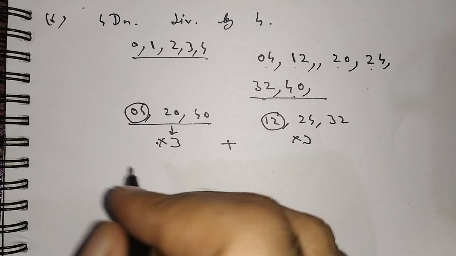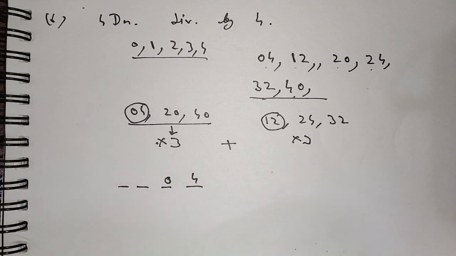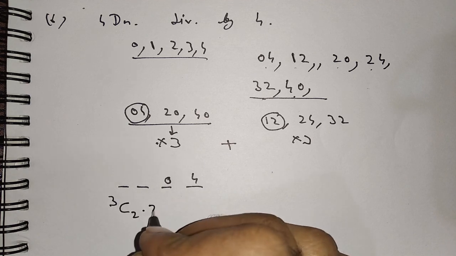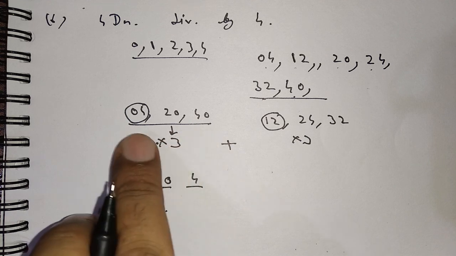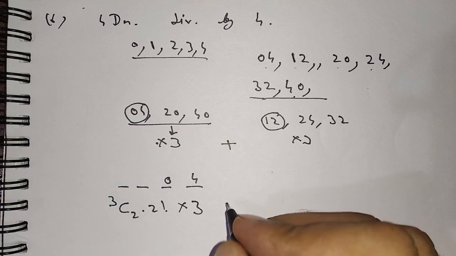So let's start. Assume that our last 2 digits are 0, 4. So the remaining digits are 1, 2 and 3, and we have 2 places, so they can be arranged as 3C2 into 2 factorial. And of this type we have 3 cases: 04, 20, 40. So this will be multiplied by 3.